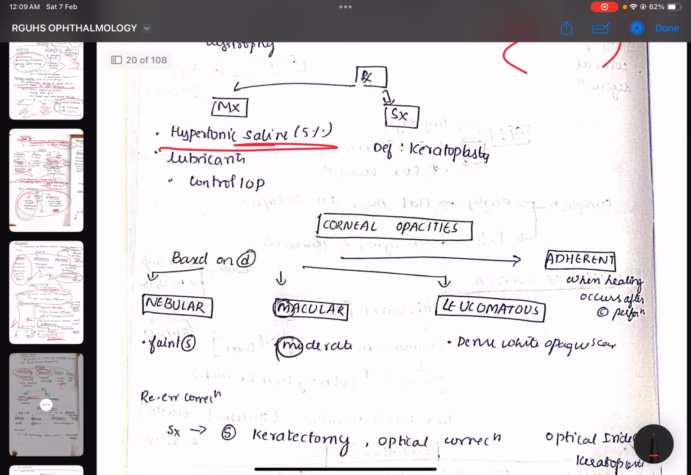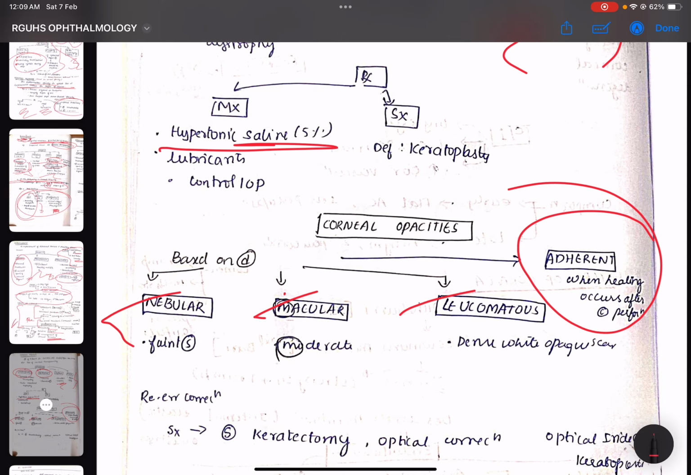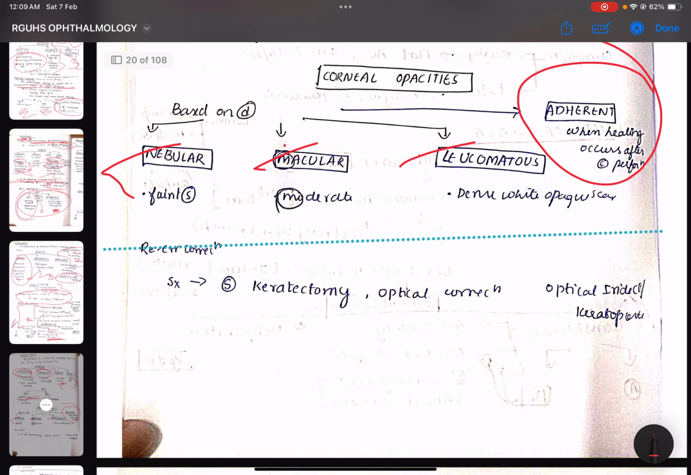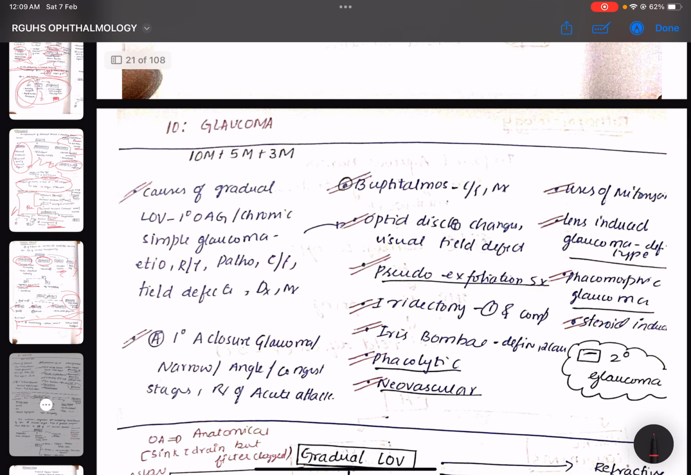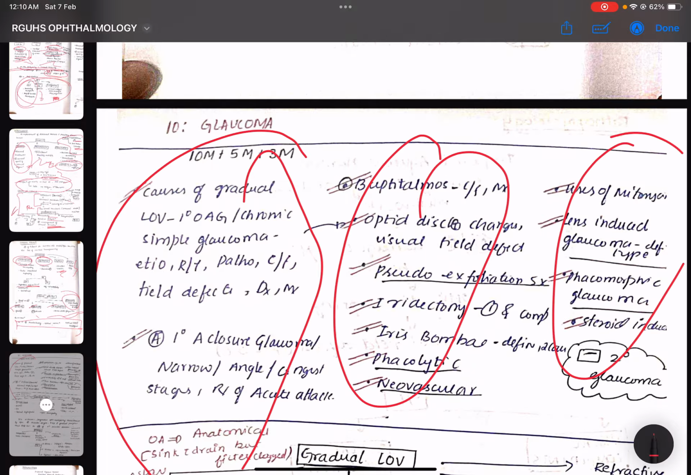Again, corneal opacities. Remember these are the three important things. Adherent leukoma is the last stage. So what are the major things? Nebula, that is faint haziness. Macula is moderate, M for M. And leukoma, which I have already discussed. The major thing is you have to do a surgical correction for all these complicated things. Cornea is done, conjunctiva is done. So you are understanding how easy it is, provided you study in an orderly way. The aim of this video is to make sure you study in an orderly way so that you don't lose marks. These are the 10 markers, 5 markers and 3 markers for your glaucoma part.